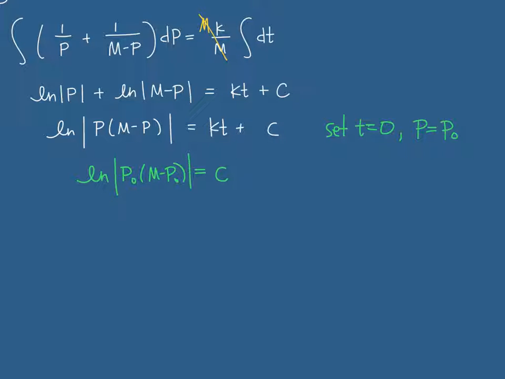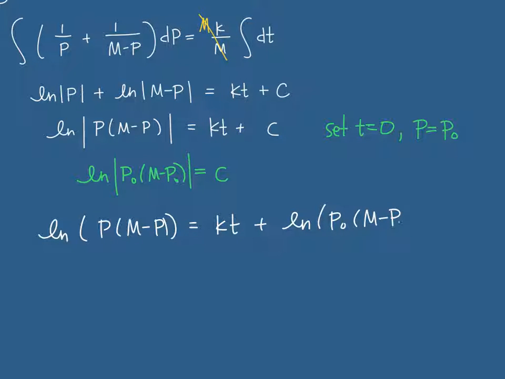Yes, we can get rid of the absolute values because we know that what's in there is always going to be positive, because the population will always be positive and the maximum is always going to be greater than the population. So we have the natural log of the population times m minus the population equals kt plus our c that we just found, which is the natural log of the initial population times the max minus the initial population.